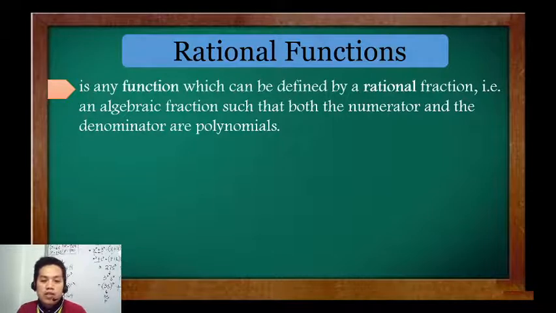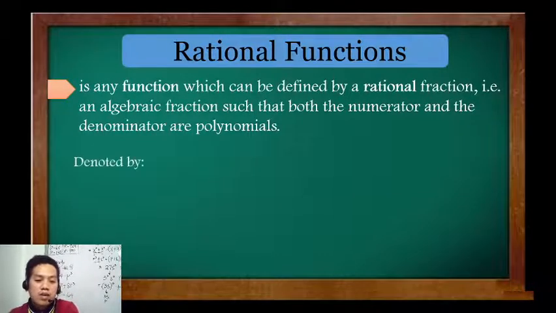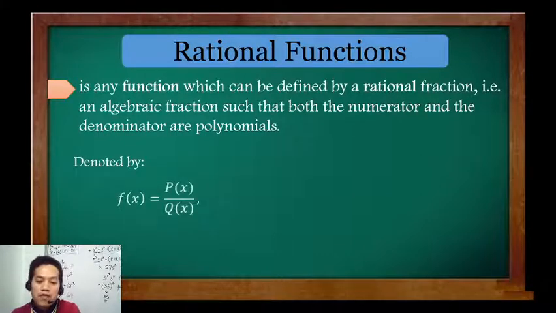A rational function is a function which can be defined by a rational fraction or an algebraic fraction such that both the numerator and denominator are polynomials. When we talk about polynomials, it is an expression which consists of symbols, numbers, or variables. It is represented by a function f of x is equal to p of x over q of x. And always remember that q of x should not be equal to 0.